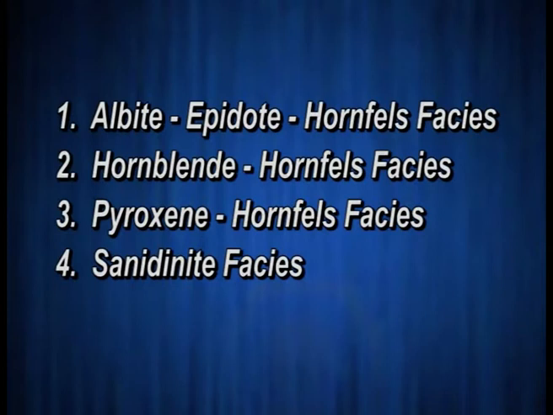The facies of low pressure are listed below in order of increasing temperature of metamorphism, that is, first Albite, Epidote, Hornfels facies; second, Hornblende Hornfels facies; third, pyroxene Hornfels facies; and fourth is the sanidinite facies. If we move from Albite, Epidote, Hornfels facies to sanidinite facies, the temperature usually increases and pressure normally decreases.